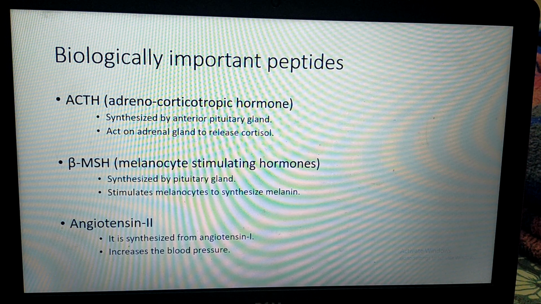Next is angiotensin. It is synthesized from angiotensin 1. It causes vasoconstriction and increases the blood pressure.